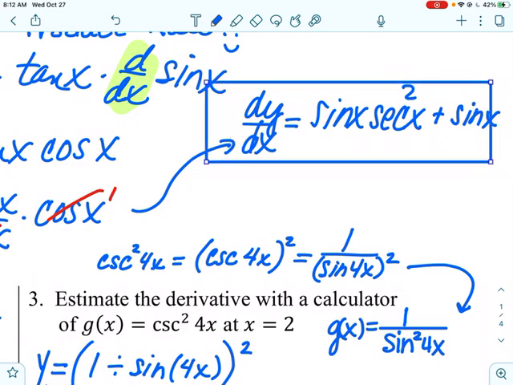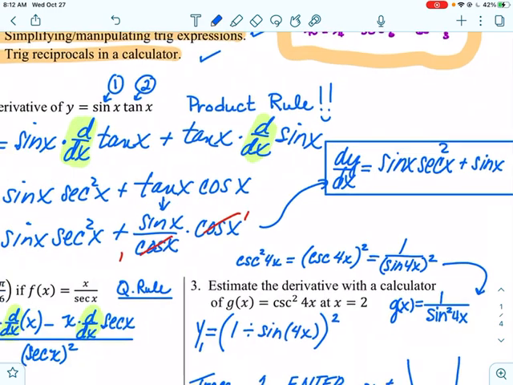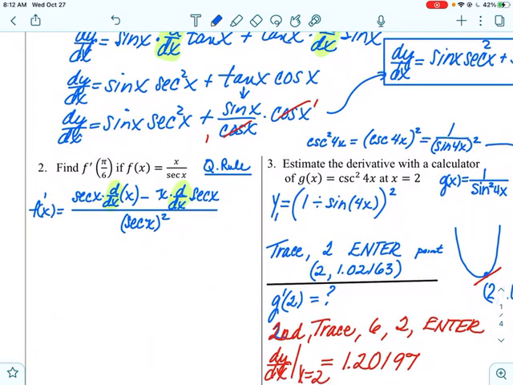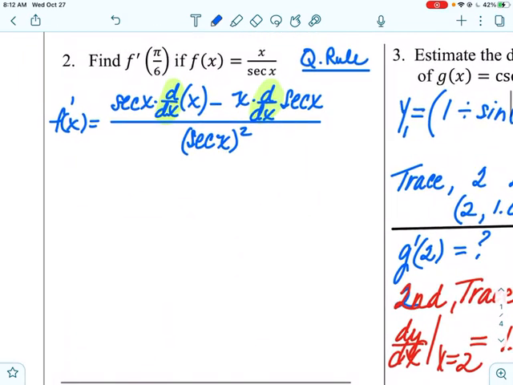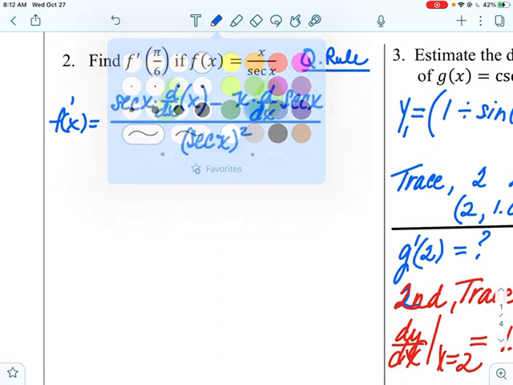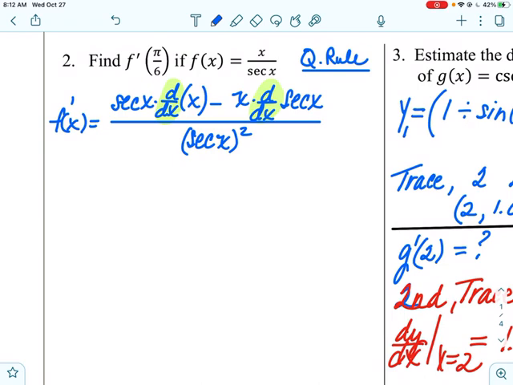Then for example 2, we have find f prime of pi over 6. So we're going to use the quotient rule with this because we have a quotient. Every time I'm taking the derivative, I'm using the notation that says I'm taking the derivative of this, so it's highlighted in green. So f prime of x is secant times the derivative of x minus x times the derivative of secant, all over secant squared. Low d high less high d low over low squared, and away we go.